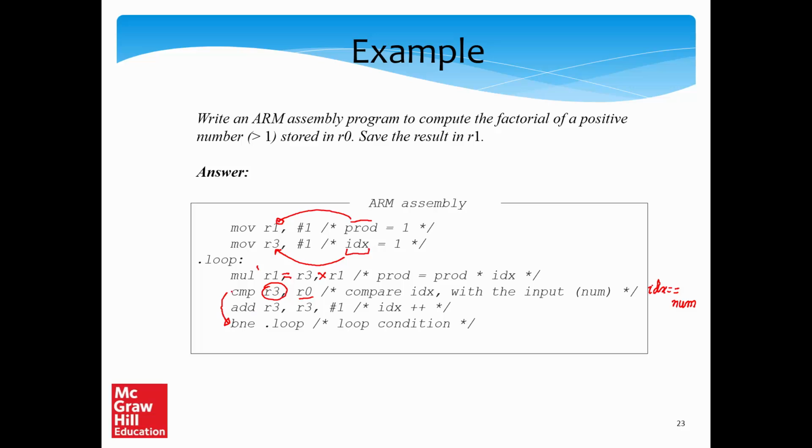So we'll only use the result of this particular comparison, and if this comparison indicates that the index is not equal to the number, then we need to go back to dot loop once again and loop one more time. Otherwise, if we have reached the end of the iterations, when index becomes equal to the original number stored in R0, we can exit and the product is stored in R1.